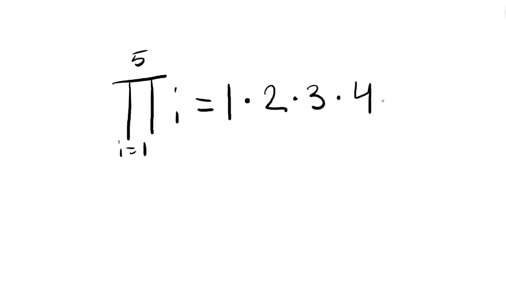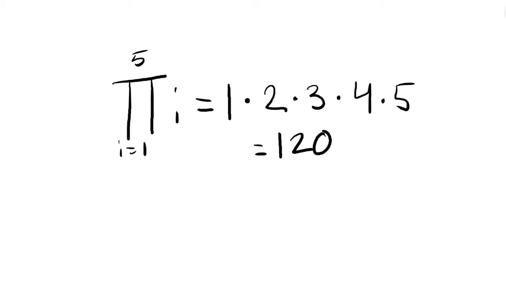Another operation that is quite common is the product of. So it works very similar. You might have this i equals 1 to 5, and then i. But instead of summing it, we multiply it. So we have 1 multiplied by 2, multiplied by 3, multiplied by 4, multiplied by 5. And we stop at 5 because that is our highest point. And then we calculate this and we get 120.